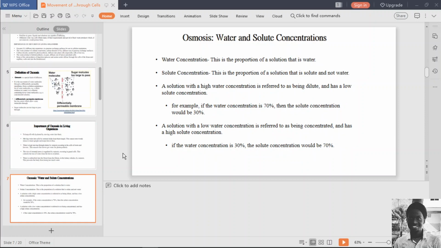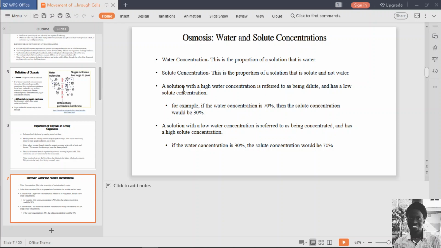Now, when we are talking about water concentration, we are speaking of the proportion of a solution that is water. Solid concentration is the proportion of that solution that is solute, not water. So in every solution, there would be a water concentration and a solid concentration. There would be a percentage of the solution that is water and a percentage of the solution that is solute.